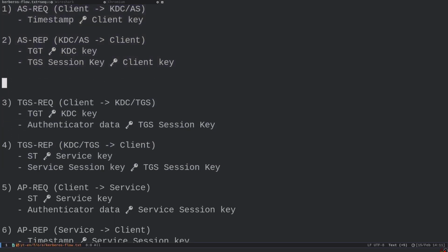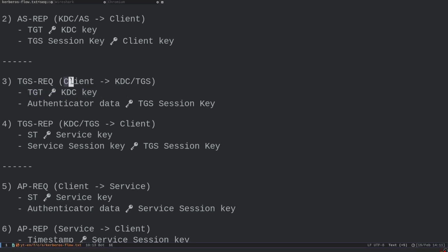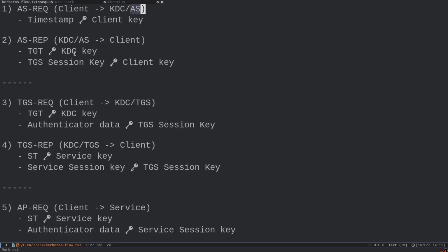Here maybe I can just separate them like this to be a little bit more clear. So now the client talks to the KDC, but to a different component. It's not the AS anymore, but it is the TGS. And it sends the TGT obtained from the KDC previously. The client does not touch this because he cannot decrypt it, but he also sends authenticator data, encrypted with the TGS session key.